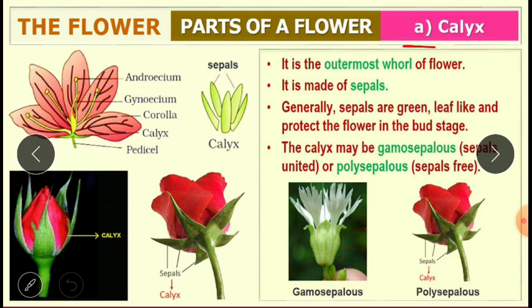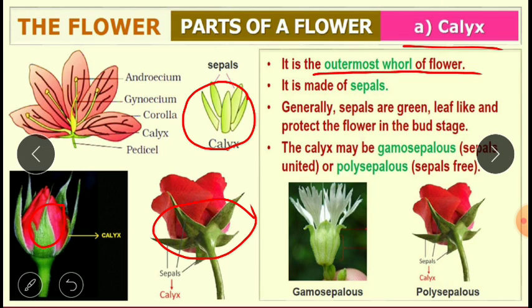The first part, calyx. So when we are talking about the calyx, it is nothing but the outermost whorl of the flower. If you are taking any flower, it is going to be consisting of the green color leaf-like structure which is going to be enclosing the flower in the bud stage. And when the flower will grow, at that time it will remain at the base. This green color whorl is going to be called as the calyx.